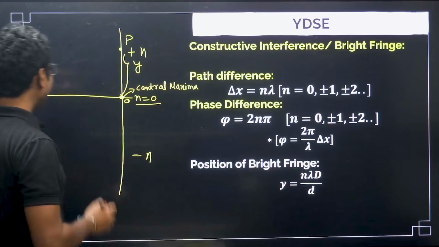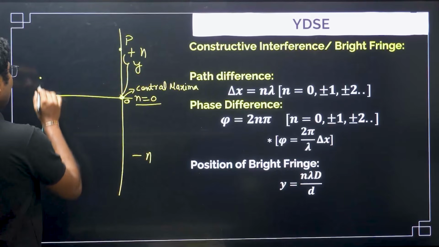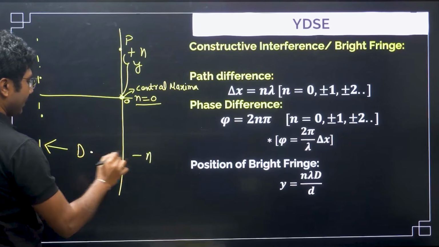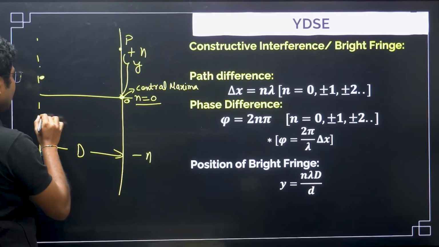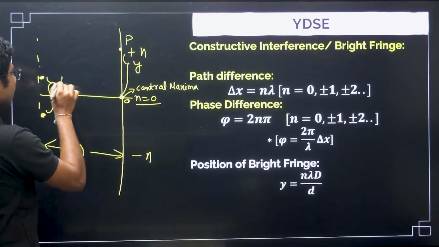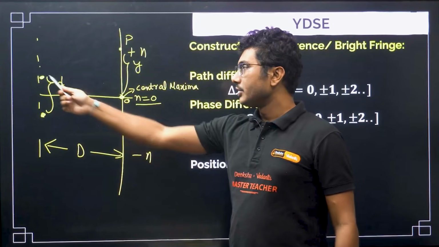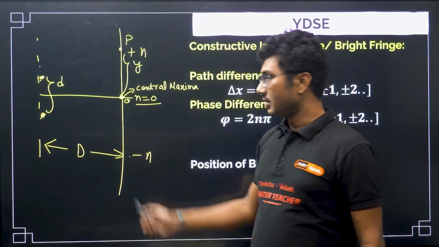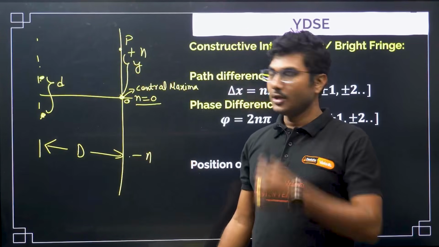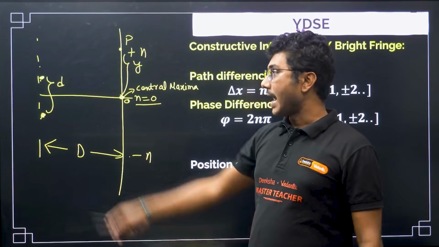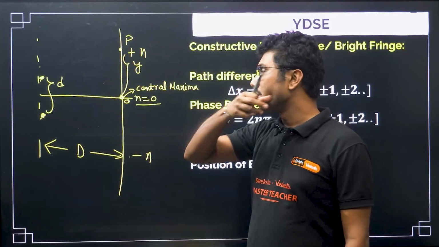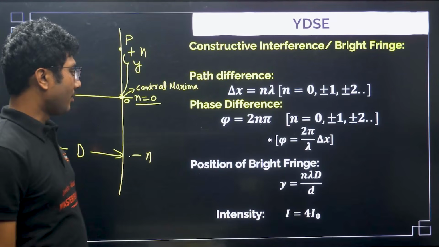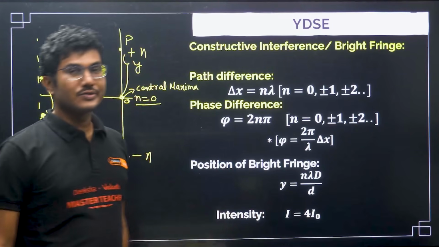What is D? D is the distance between the source plane, source line, and the screen. This is capital D. And what is the small d? Small d is the slit distance, the distance between the two corresponding slits. Generally D is bigger and this small d is in millimeters. The smaller the small d, the better resolution of the fringes. Now, intensity in this case is given by I equals 4 I naught.